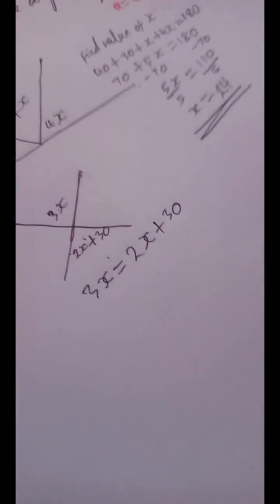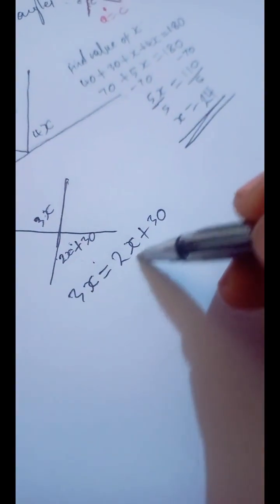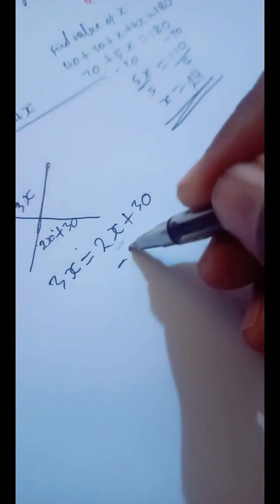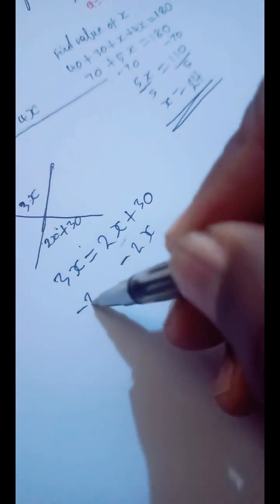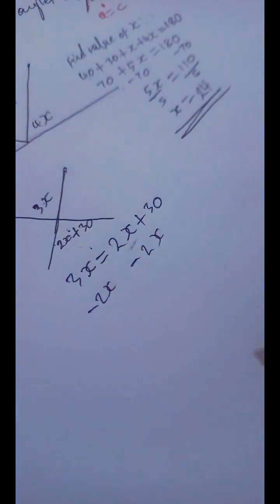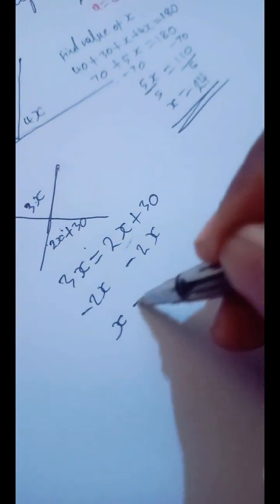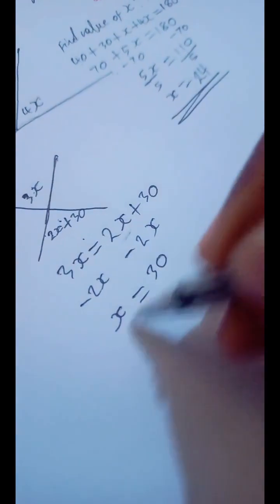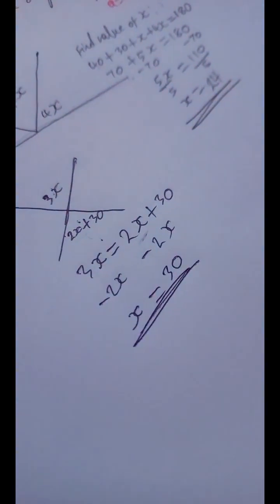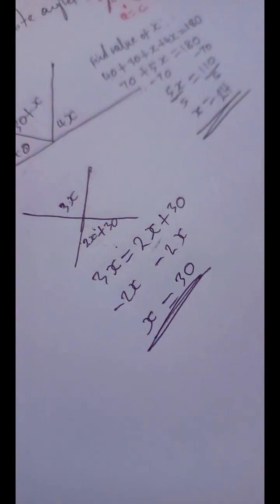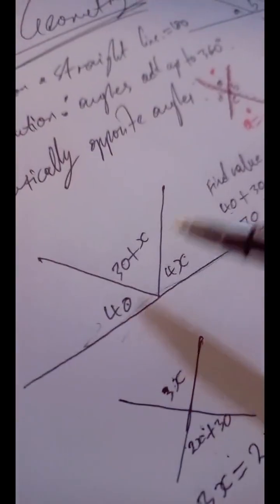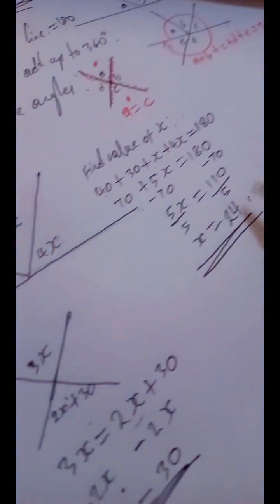From there, what do we do? Remove the 2x, minus 2x, minus 2x. Left with x is equal to 30. Right? X is equal to 30. For this one, x is equal to 24.